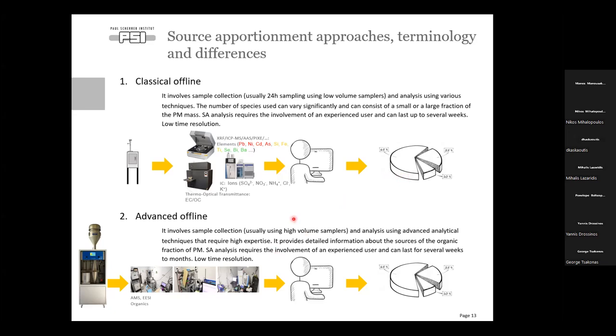Then we have other types of offline measurements. In this case, we can apply different analytical approaches, not what we refer to as the classical ones. We can apply more complicated offline approaches like AMS or EASY. And in this case, we can have a different type of chemical information that we can use for source apportionment.